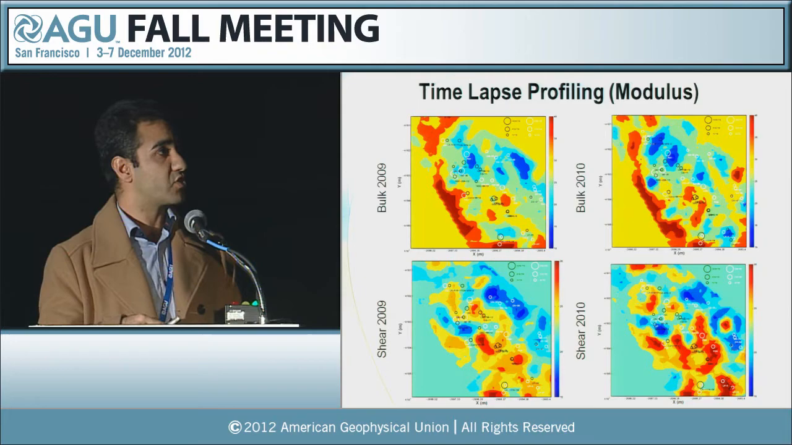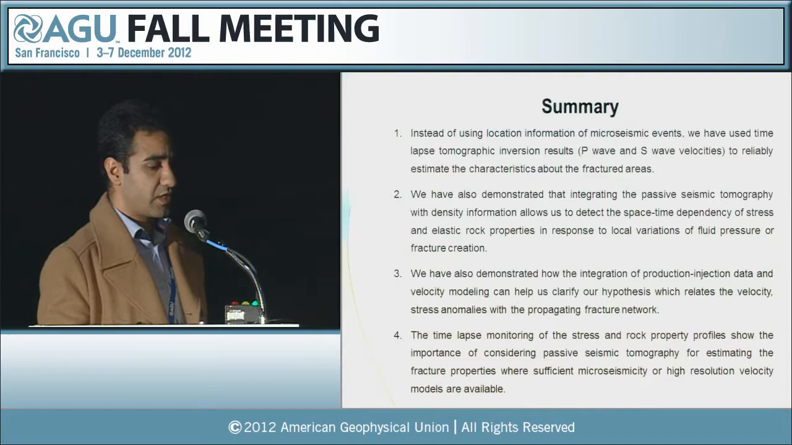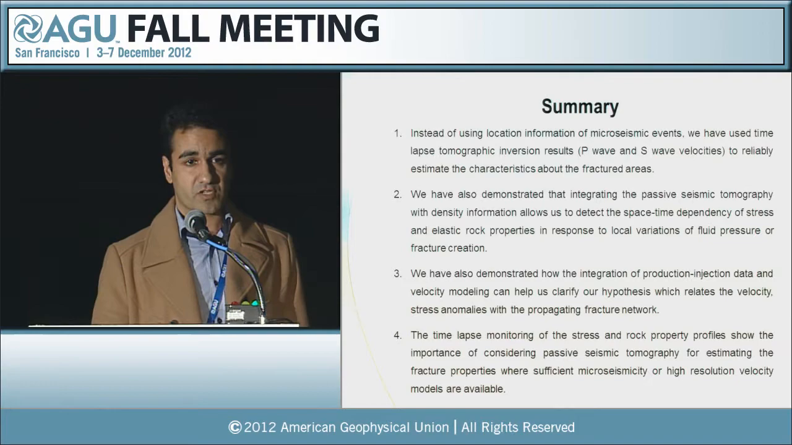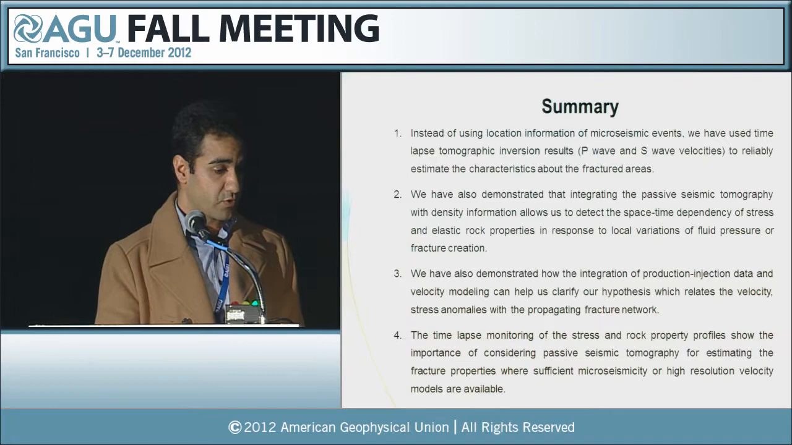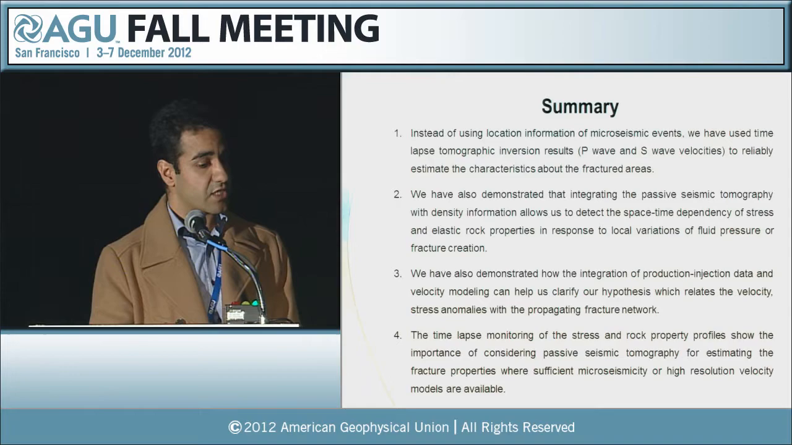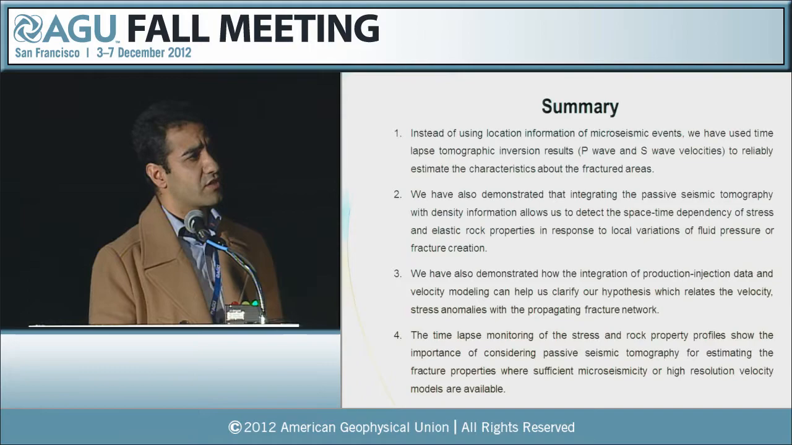So in summary, instead of using the location of the microseismic events, we have used time-lapse tomographic inversion to characterize a fracture network, and it is a really successful approach using the velocity models. We demonstrate that integrating passive seismic tomography with density information and also production data can detect the space-time dependency of the stress and the slip properties in response to local variation of the fluid pressure or the fracture creation at the geysers.